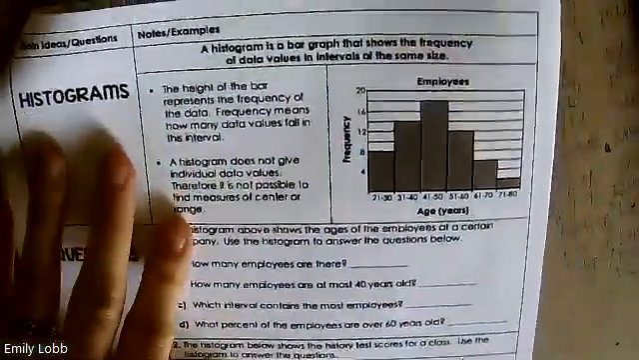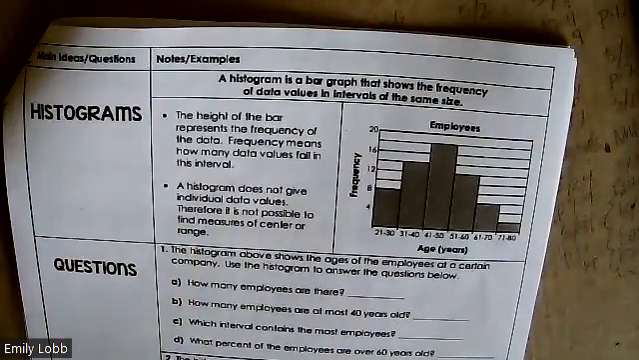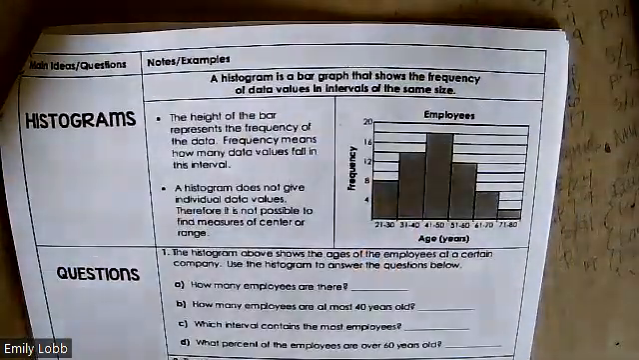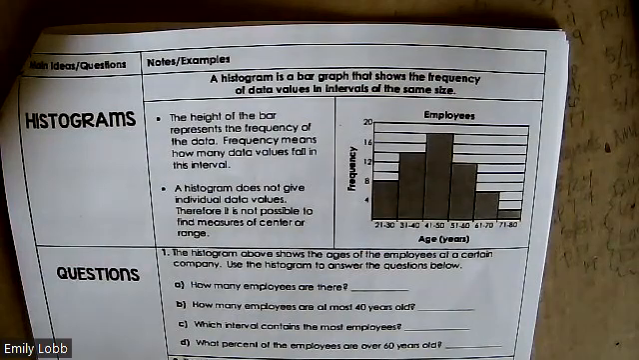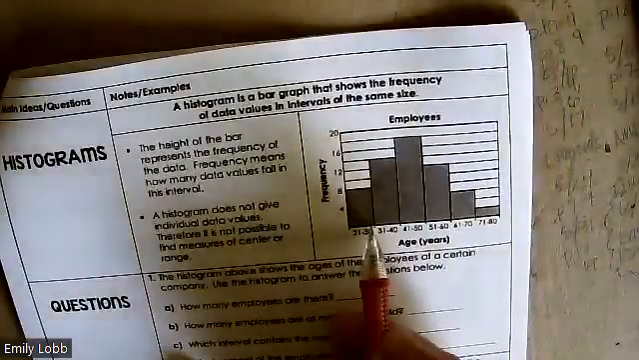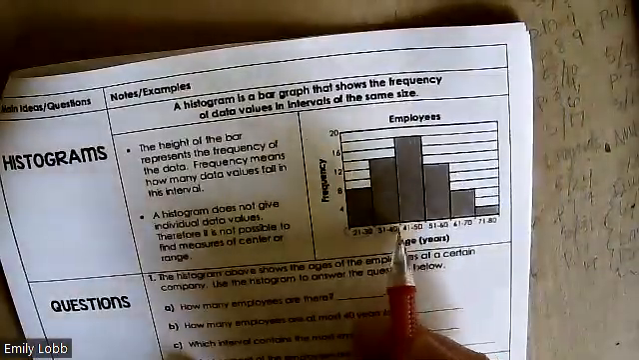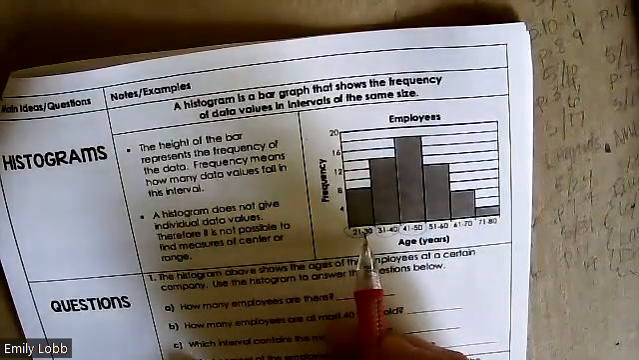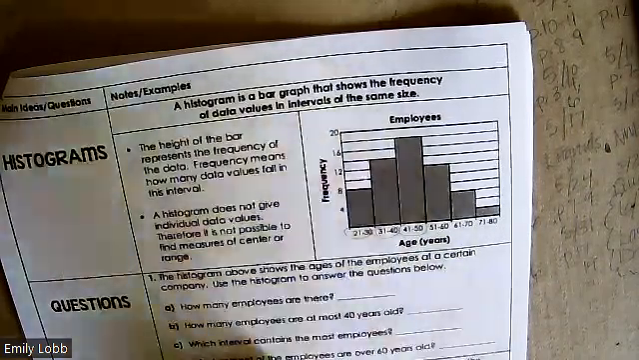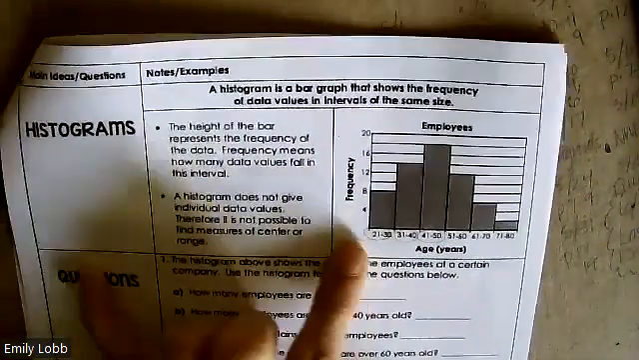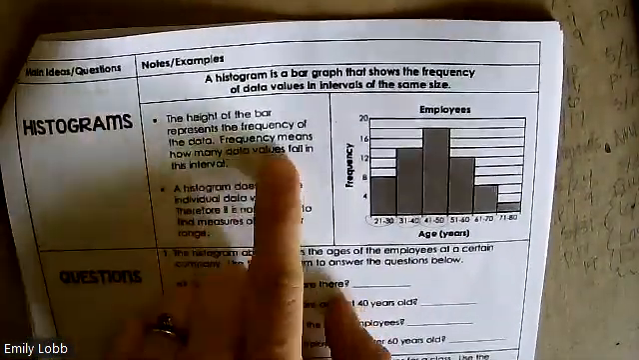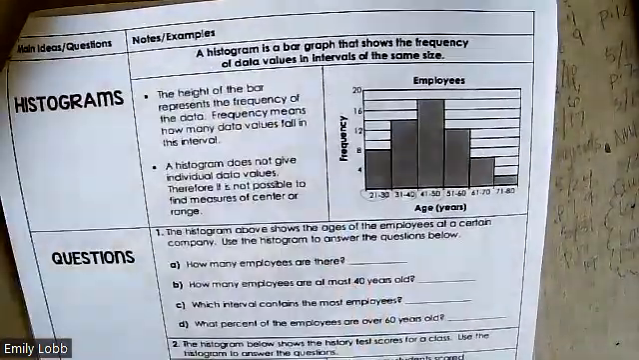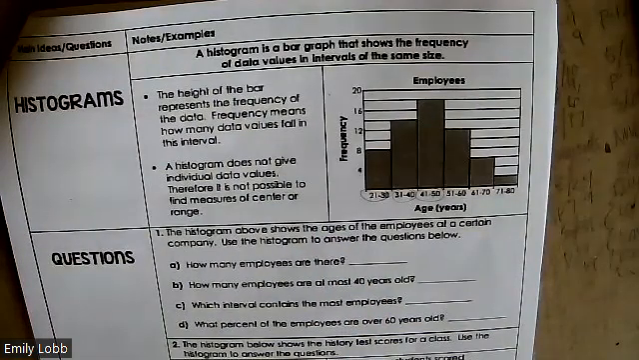Right, histograms, otherwise known as bar graphs. It shows the frequency of data values in intervals of the same size. So these intervals have to be the same amount. So if I went from 21 to 25 and then 26 to 30, they have to be the same amount. All right, the height of the bar represents the frequency. Frequency means how many data values fall in that interval.